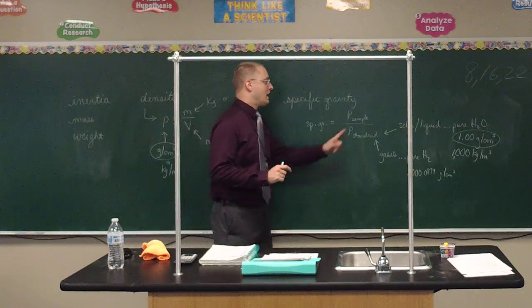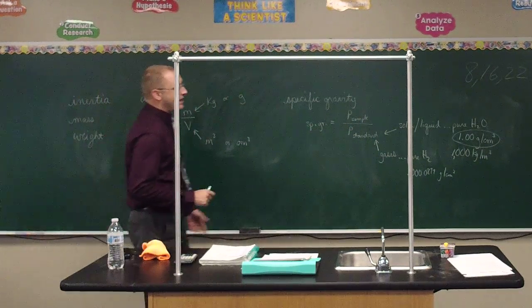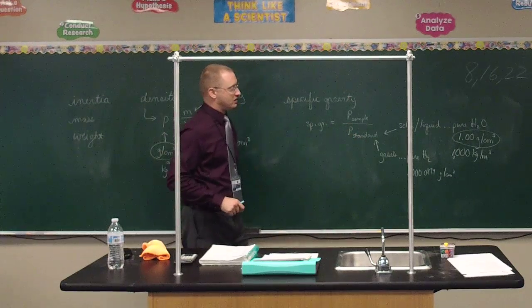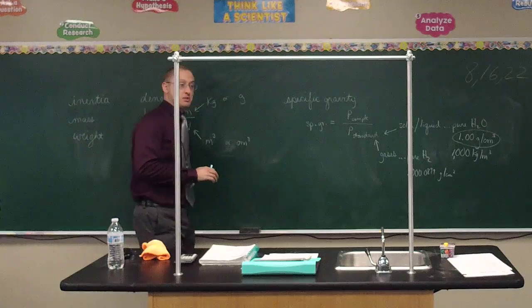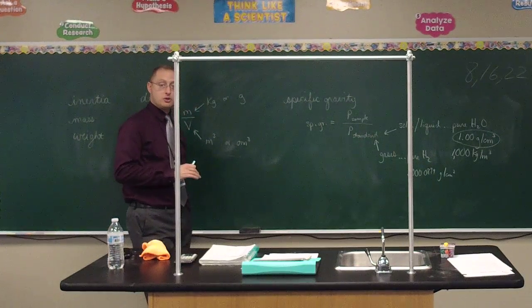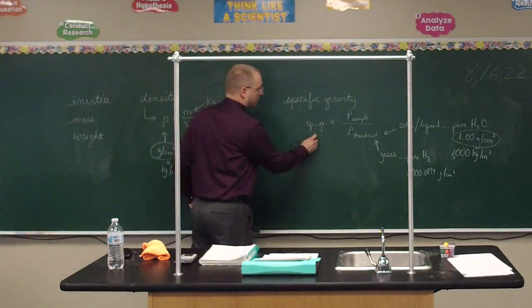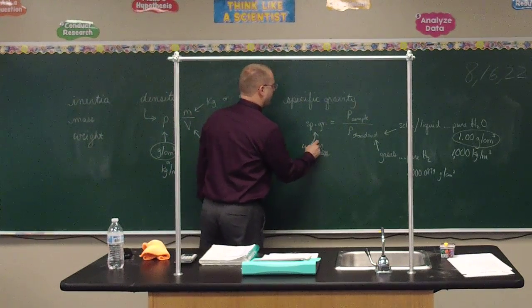But here's the key. If the density of our sample is in grams per cubic centimeter, and the density of the standard is in grams per cubic centimeter, when I divide grams per cubic centimeter by grams per cubic centimeter, my specific gravity is going to come out unitless. All the units will cancel. So just know for specific gravity, it's a unitless value.